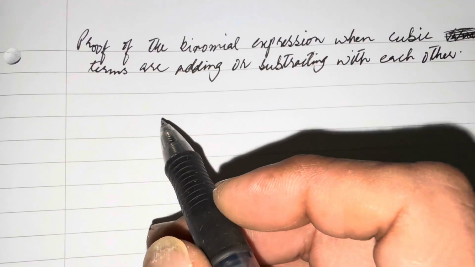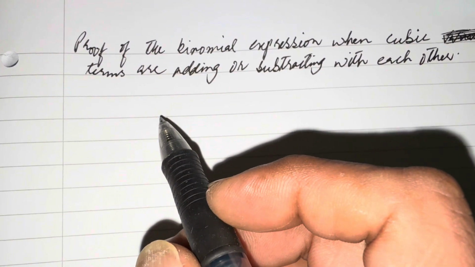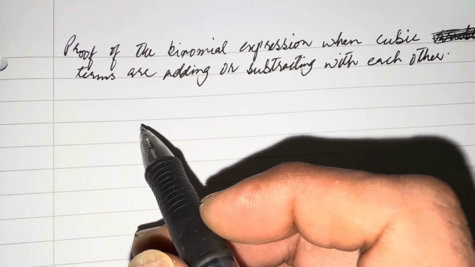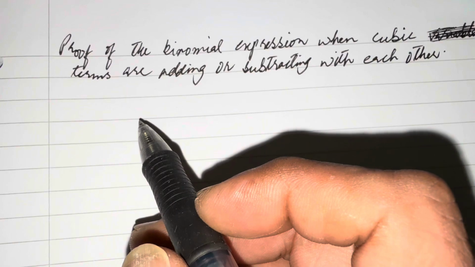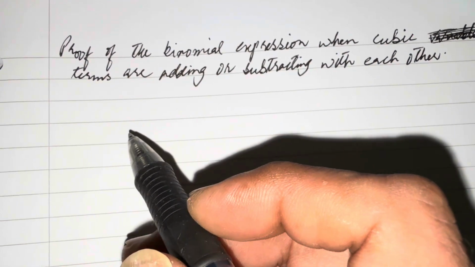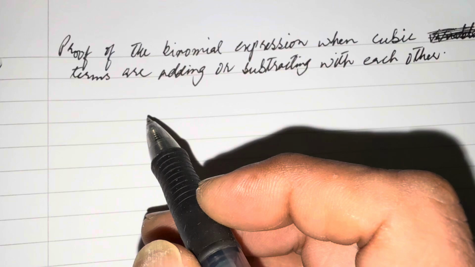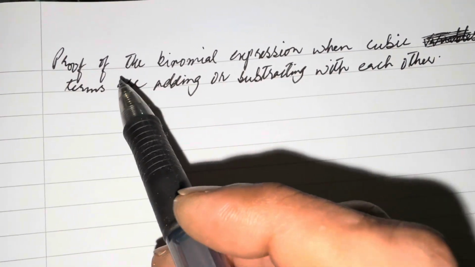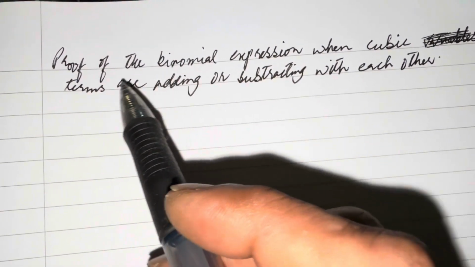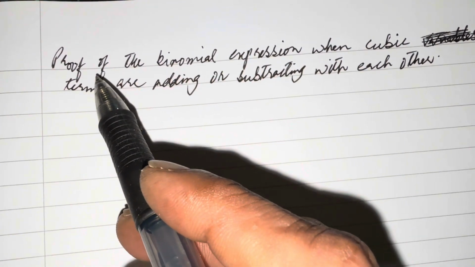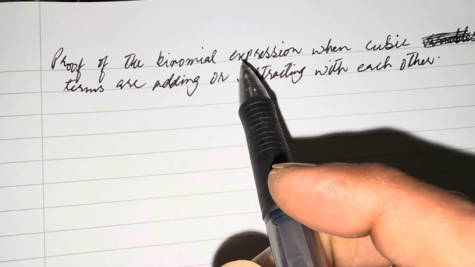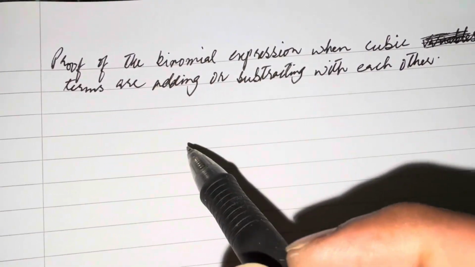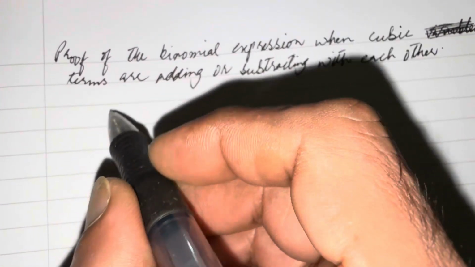So today we are going to start our lecture. This is the lecture about the binomial expression when the cubic terms are adding or subtracting with each other. As you can see that I have already written in the statement that we are going to prove the binomial expression when the cubic terms are adding or subtracting with each other. So the formula is over here.